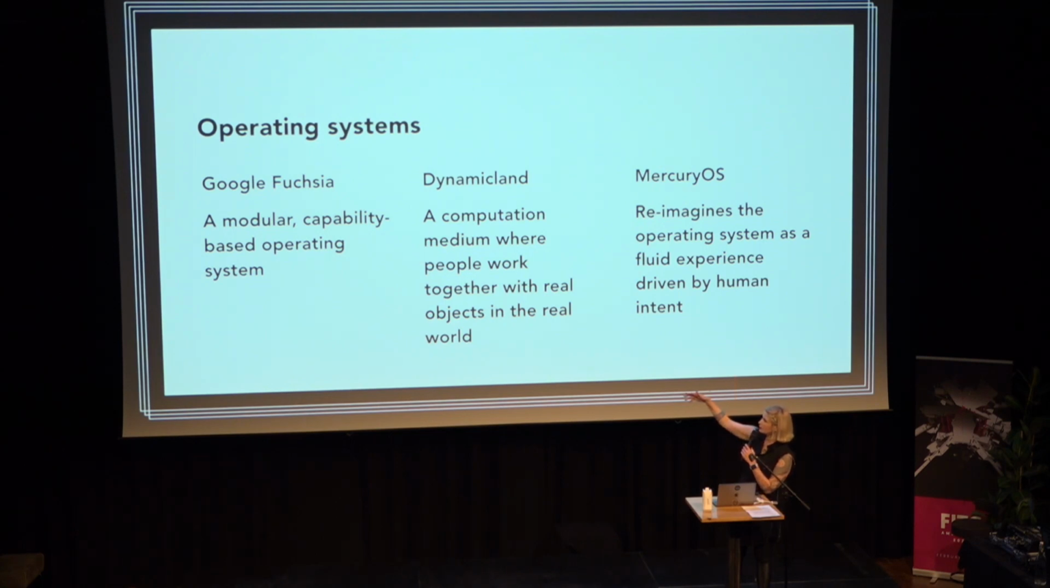So real, we have Google Fuchsia, which is a modular, capability-based operating system. It's designed to work across various devices in the Google family. Dynamic Land. Has anyone been to Dynamic Land? I kind of wish I had included it in a picture. If you go to Oakland, I highly recommend that you visit Dynamic Land, which is a giant building that is running an operating system and uses projectors and computer vision to let you program with paper and actually have your apps run entirely in the space.